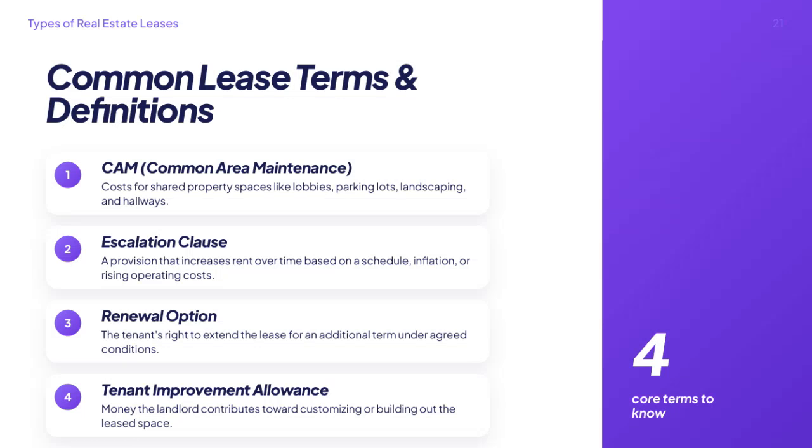Here, we're breaking down some common lease terms that are important to understand in any real estate agreement. First up is CAM, or Common Area Maintenance.